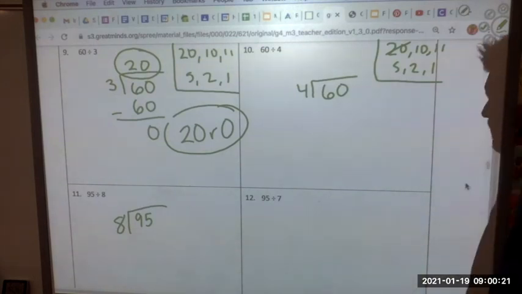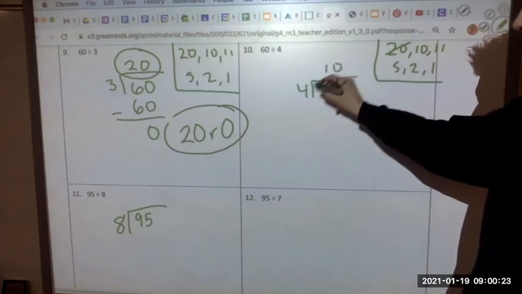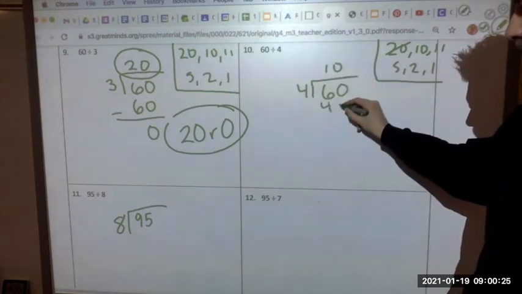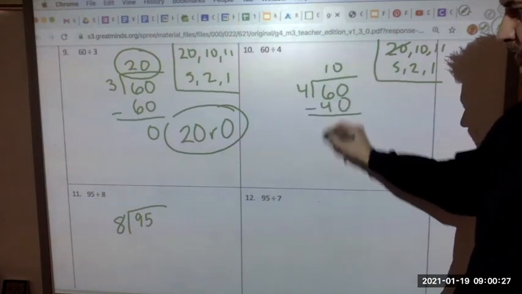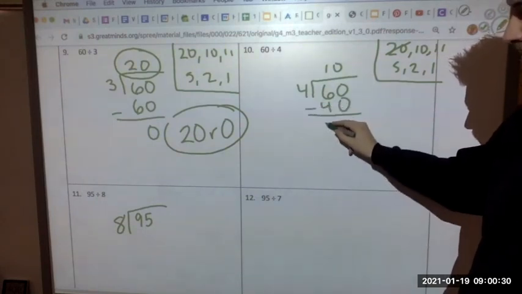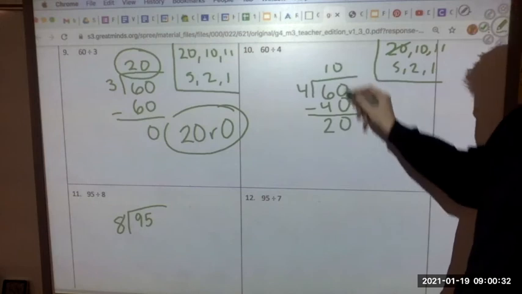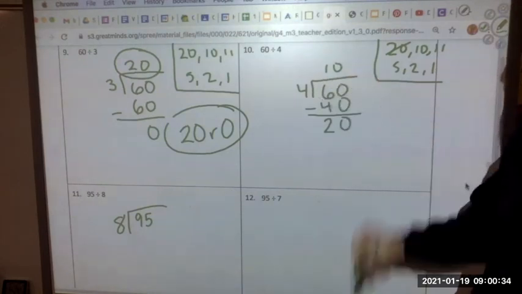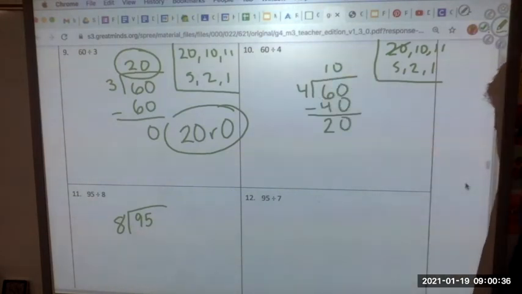So 4 times 10. Let's do 10. 4 times 10 is 40. Subtract. I get 20. You cannot have 10 remainder of 20. 20 is bigger than my divisor. I got to keep going.